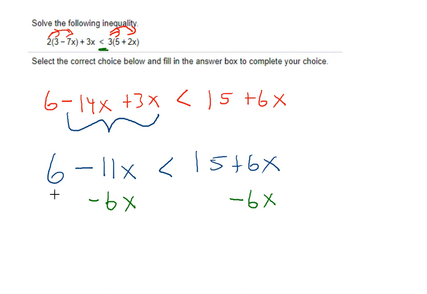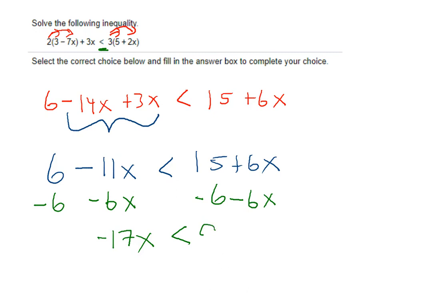All right. And while I'm at it, let's save a little bit of time. I'll go ahead and subtract this 6, get rid of it from the left-hand side, put it over here. So that 6 is gone. Negative 11x minus 6x will be negative 17x. This is still less than. It doesn't flip around even though we're subtracting. It's only if you divide by negative or if you multiply by negative. All right, so this will still be a less than. And this will be 15 minus 6, which will be 9.